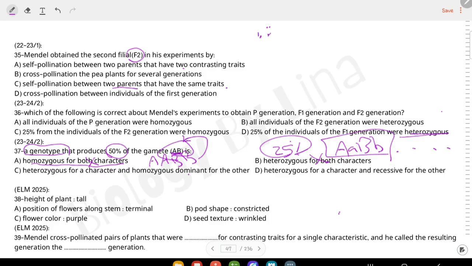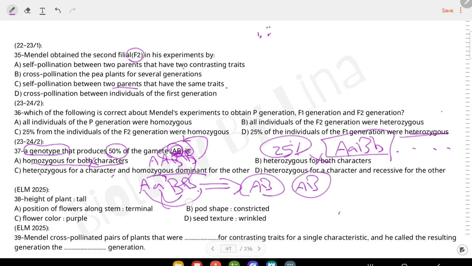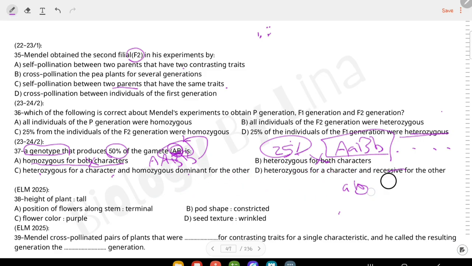But the homo, is it dominant or recessive according to that? It should be homo dominant. Hetero for a character, let's say A capital A small, and homo dominant for the other, which means B capital B capital. Let's see it. Is it 50% A capital B capital? We have A capital B capital. Then we have another A capital B capital. Then we have A small B capital and A small B capital. So at that time, yes, 50% it's A capital B capital.